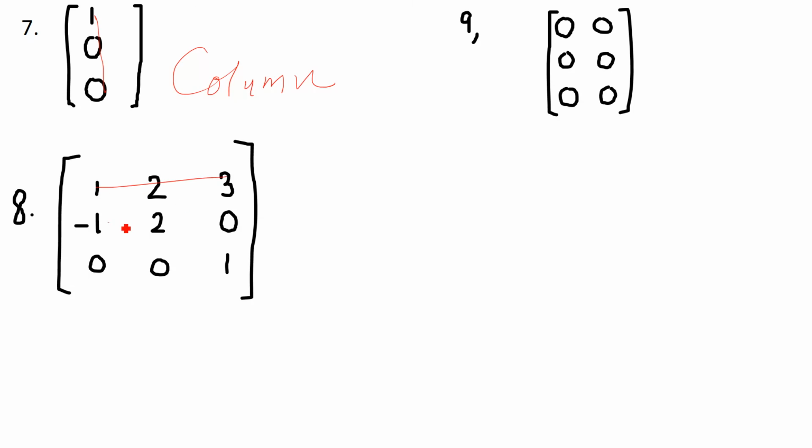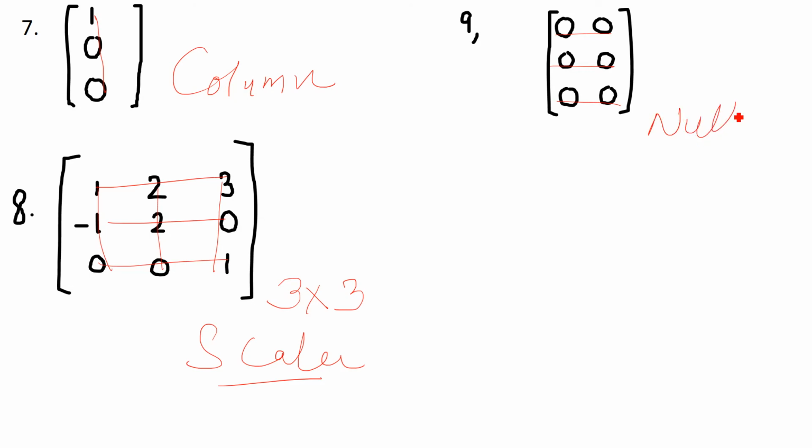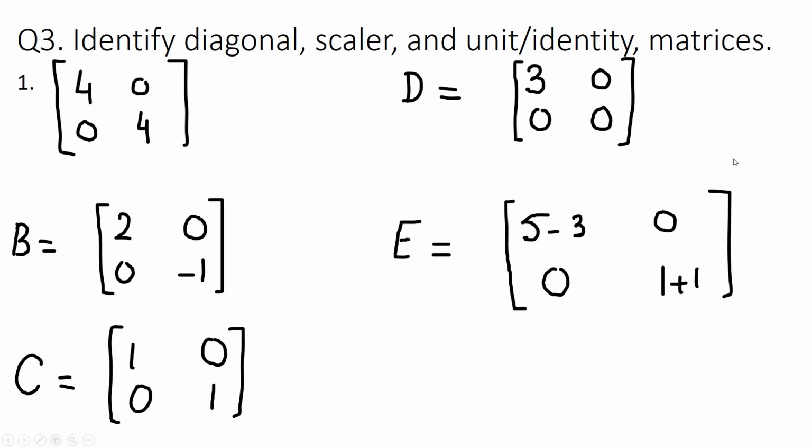Here 1, 2, 3: 3 rows and 3 columns, 3 by 3. So this is called the square matrix. In a square matrix, you have number of rows equal to number of columns. And the last one is null, because all entries are 0. Now move on to question number 3.